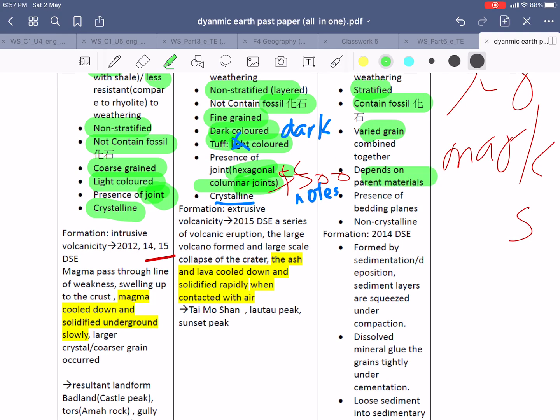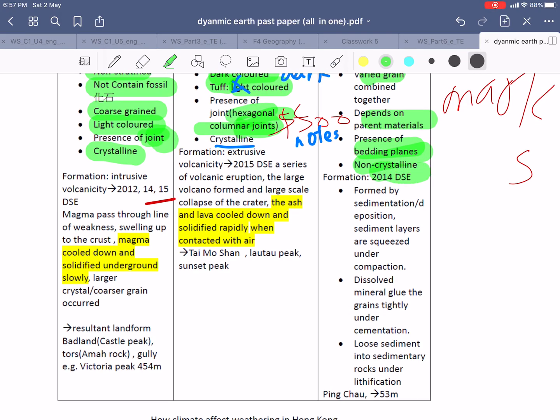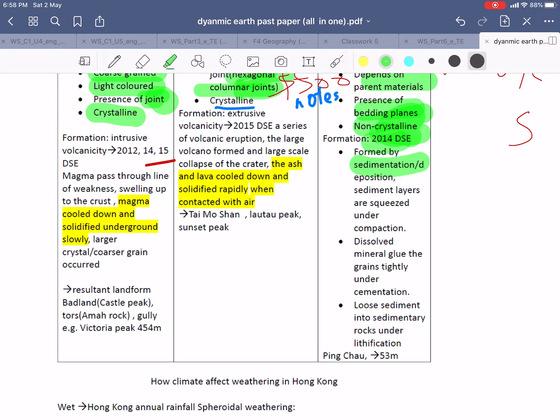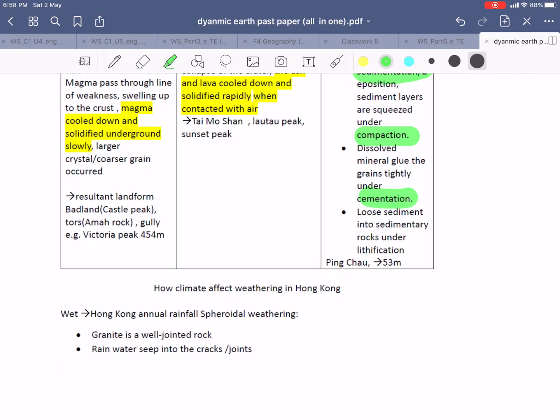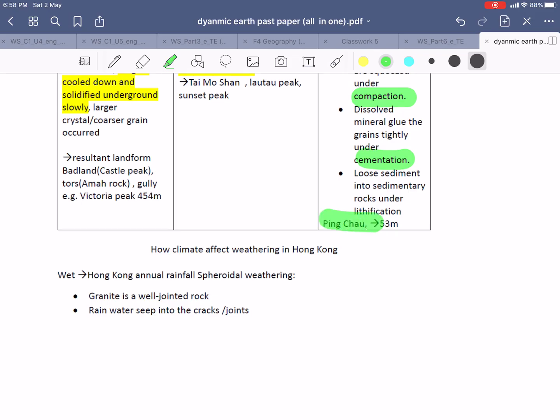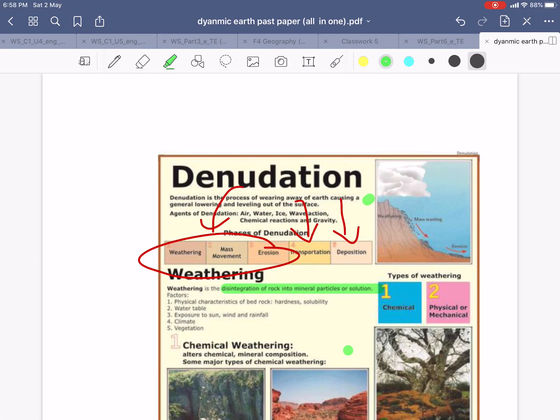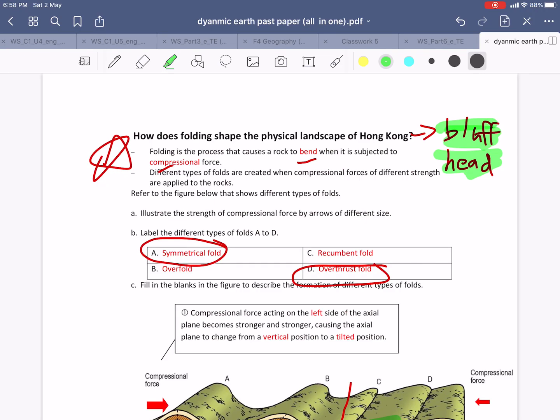Depends on the parent material. Presence of bedding plane. Bedding plane is talking about those planes forming layer by layer. Okay, non-crystallized. Okay, as you can see, it's not made up by crystals. It really happened in the 2014 DSE. Why is it formed? Sedimentation, as I've said before. Compaction, cementation. What landform does it make up? Pinch out. Okay? So that's it for the, let's see.